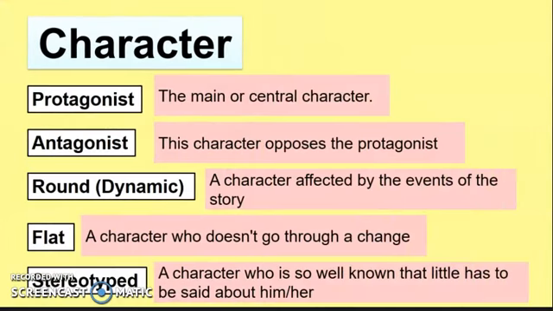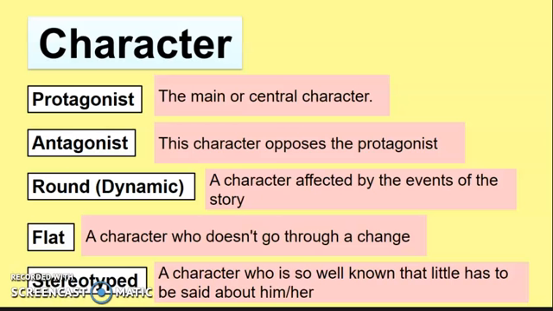We have the protagonist, or the main or central character. The antagonist opposes the protagonist. Often he or she is an opponent to the main character. Round or dynamic characters are characters affected by the events of the story. These characters are usually fully developed in terms of personality. They are described in more detail and their personalities emerge more fully. Round characters usually become enlightened, learn, grow, or deteriorate by the end of the story.